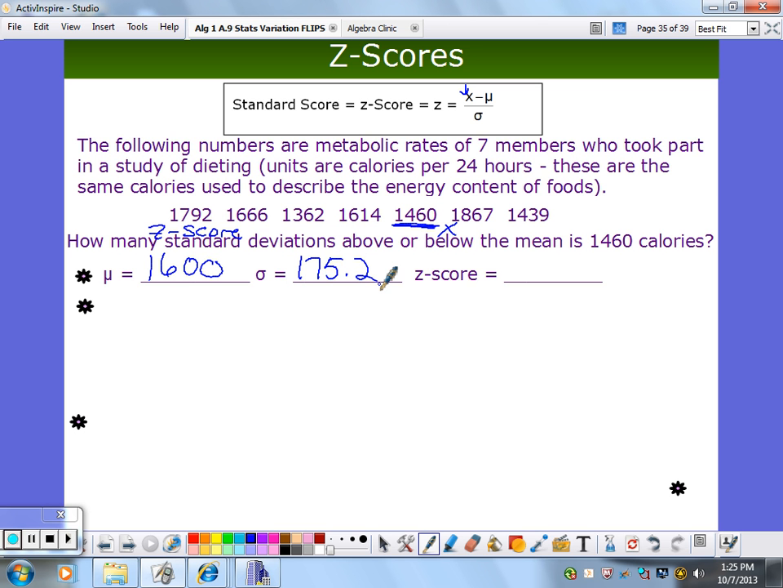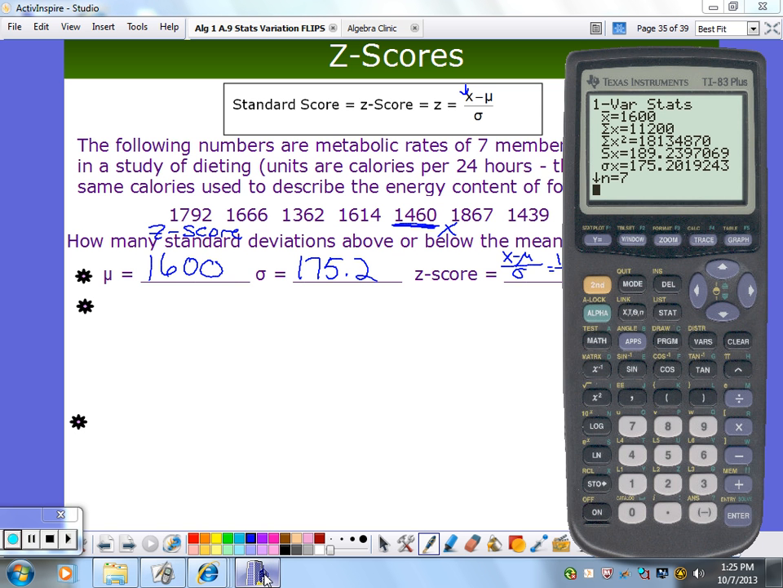Now, how am I going to figure out how many? Is this going to be above or below the mean, 1460? Below, because 1460 is less than 1600. So it's going to be a negative number. How far below? Well, I use my formula: x minus mean over standard deviation. The x is the 1460. The mean I just calculated at 1600. The standard deviation, 175.2.